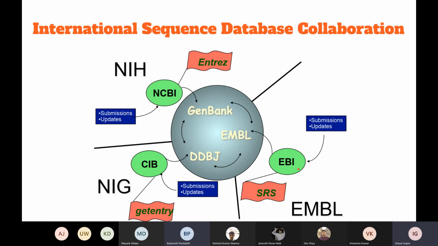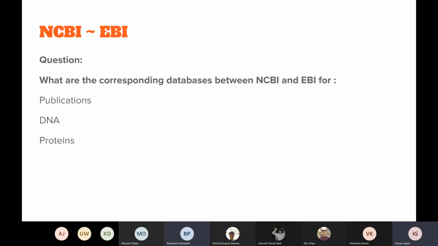Similarly, in the case of EBI, their search tool is called SRS. And in the case of NIG, the tool was called GetEntry. So this was a little bit of an old school way of getting things. All right. So NCBI and EBI are basically similar kinds of databases.